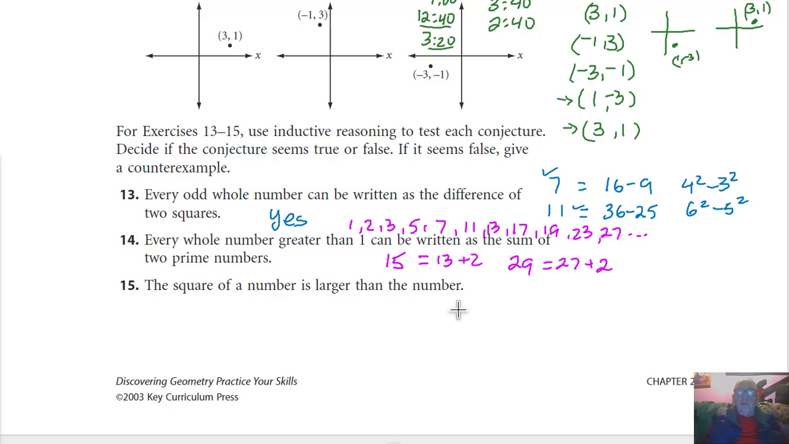The square of a number is larger than the number. Let's think about 1 squared. 1 squared is equal to 1. That's not larger than the number. This one's false. And this one is a yes.